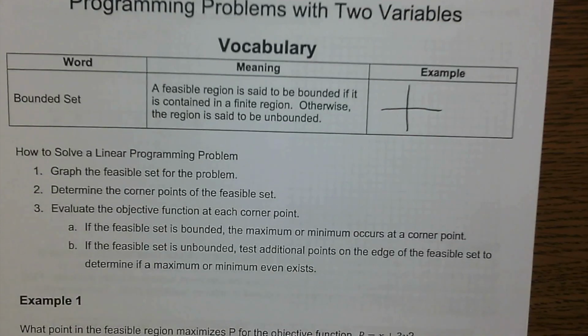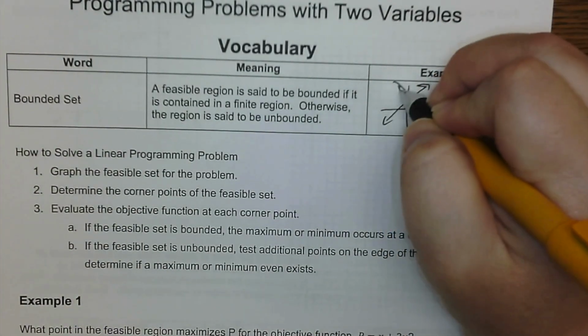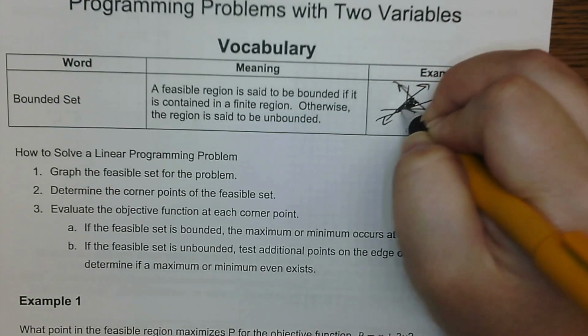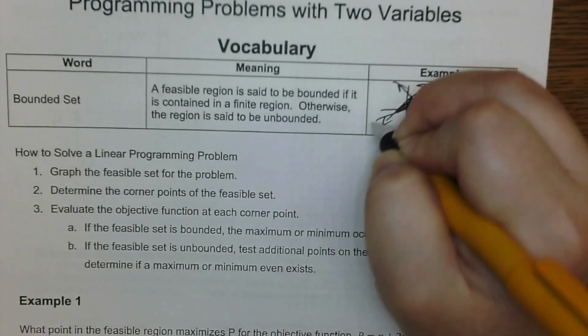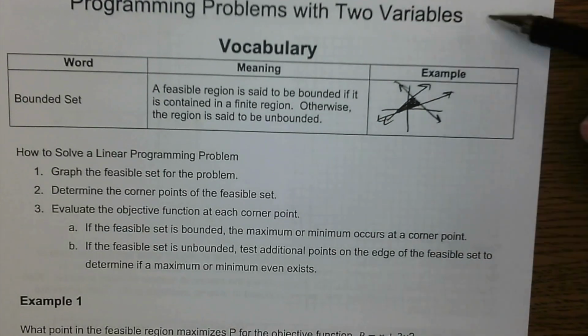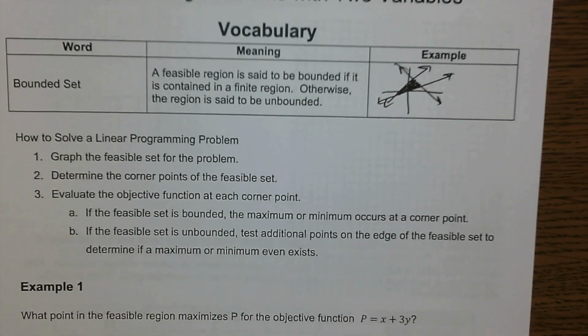So if we had axes here and our region was this, that is bounded. It has a function or an inequality trapping each of the sides. Otherwise, it is unbounded, and that means it goes off toward an infinity or negative infinity in at least one direction. So, steps for solving linear programming problems.